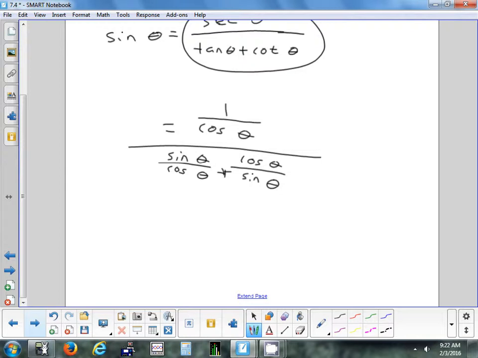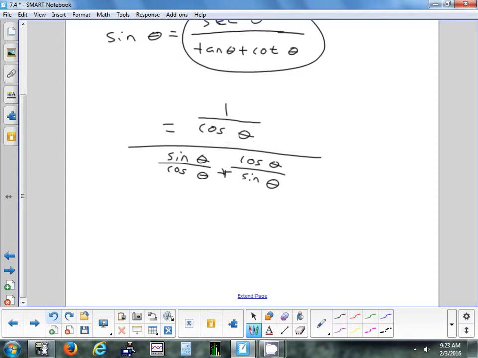What else? What could I do now? Can you cancel the cosine on top and the cosine on the bottom of the fraction? No. Unless there was a cosine here, here, and here. Yeah.